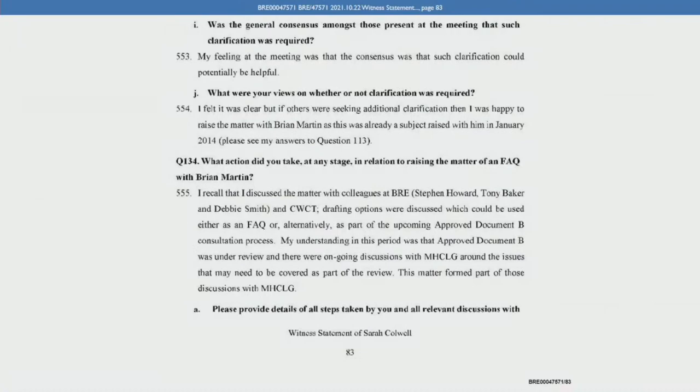Now, Sarah Colwell says in her statement, let's go to that, please. That's BRE 3047571, page 83, paragraph 555, and this is one of a number of questions in relation to this email run. And she says, what action did you take at any stage in relation to raising the matter of an FAQ with Brian Martin?